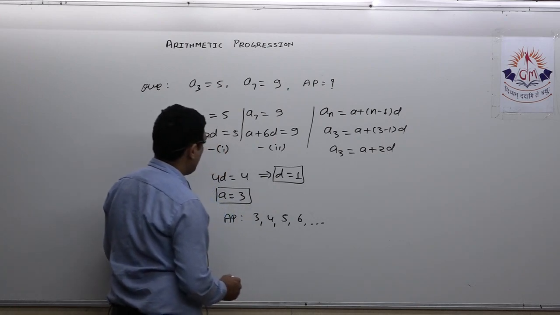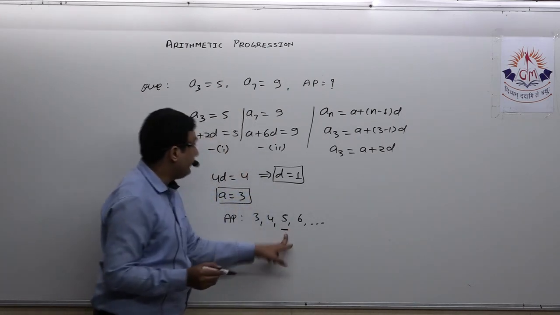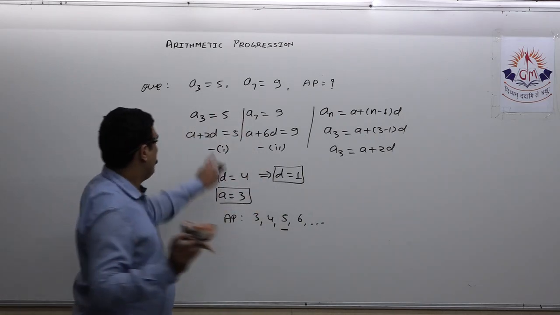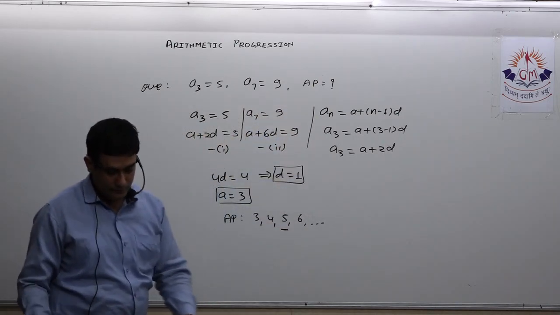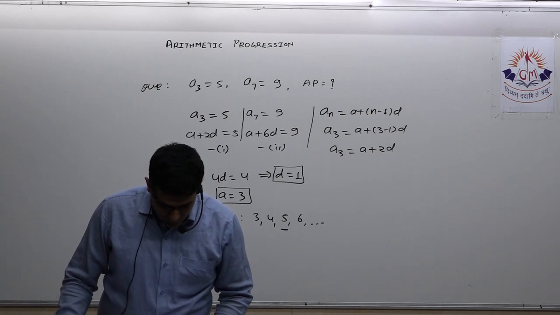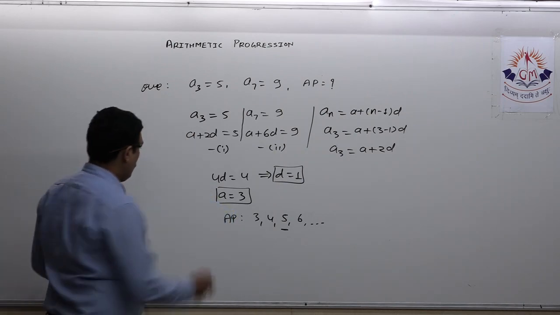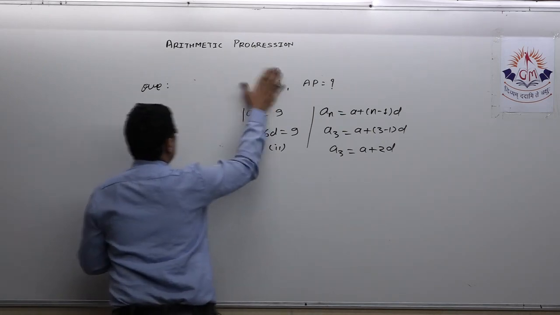Okay, a is equal to 3. You can check, see, the third term is 5. So it's easy. If you have two pieces of information, then it is easy to get the values of a and d. Okay, so now let us see the next question.